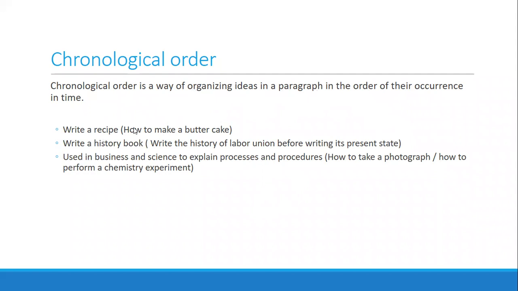So when we are writing a recipe like how to make a cake, how to make a butter cake, if you are writing a history, we have to, for example, if you are writing about the history of labor union, we have to write about what happened in the history before we write about what its present situation is.